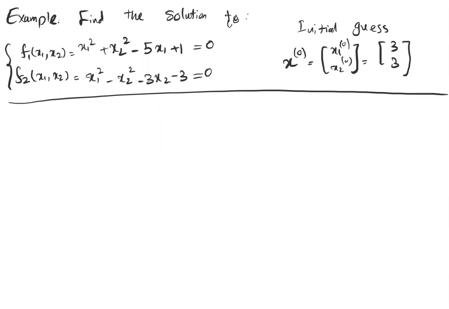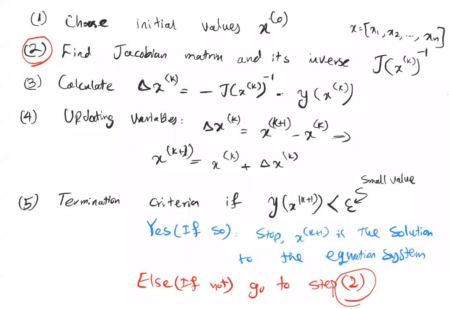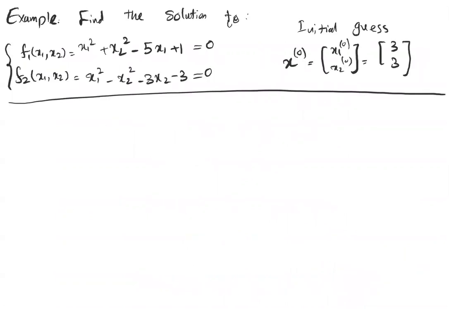Let's go back to the previous slide. As you see here, the first step is to choose initial values, but this is already done. So we go to the second step, which is find the Jacobian matrix. So this is step 1. Step 2 is find the Jacobian matrix.